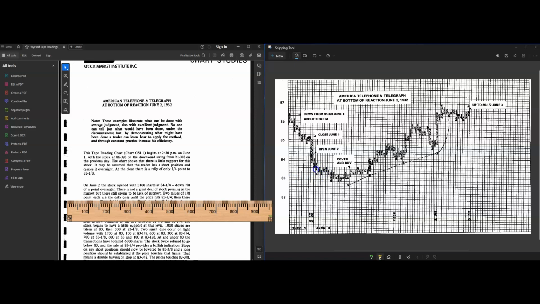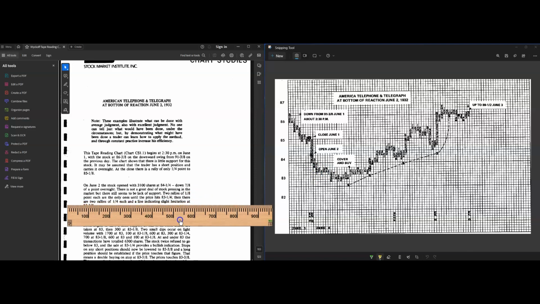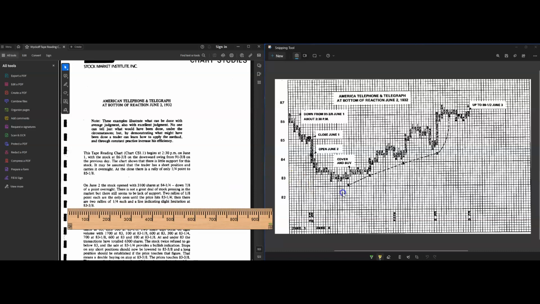This box, this area. All right. Then there are 2 rallies of a quarter each, and a line indicating slight hesitation at 83 3/8. So 83 and 3/8, 81, 2, 3. So this line over here, it's just base building. There's sideways movement, so there's some hesitation. The hesitation is because of the sideways movement.